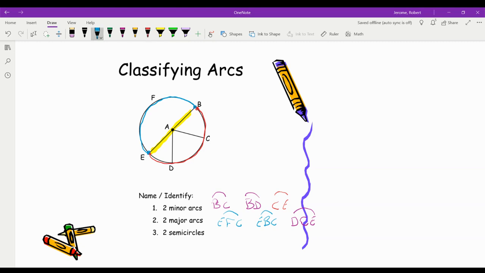So we try to be a little more clear. We might say EFB. Sorry, EFB. Or we might say something like EDB. That way we know which half of the circle we're talking about. Okay.